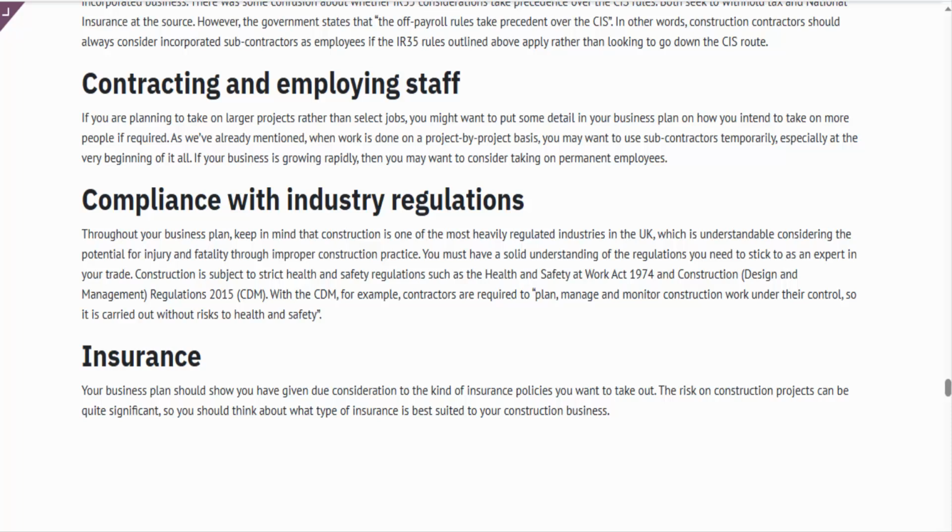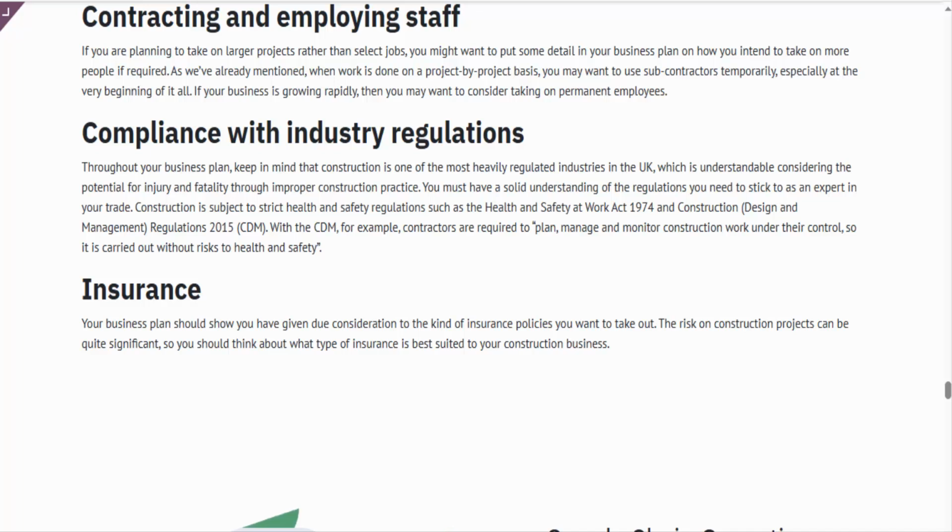Compliance with industry regulations. Throughout your business plan, keep in mind that construction is one of the most heavily regulated industries in the UK, which is understandable considering the potential for injury and fatality through improper construction practice. You must have a solid understanding of the regulations you need to stick to as an expert in your trade. Construction is subject to strict health and safety regulations such as the Health and Safety at Work Act 1974 and the Construction, Design and Management Regulations 2015, CDM.